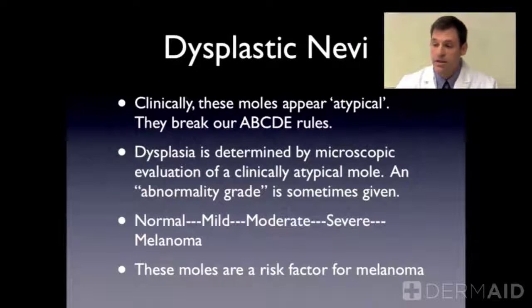Dysplastic nevi, again, clinically, to the naked eye, appear unusual. They break the rules of the ABCDEs of melanoma. But dysplasia refers to the histologic appearance, and sometimes we give it a grade. What that means is the dermatopathologist, the physician that looks at moles under the microscope, will give a degree of dysplasia grade for these moles. And these moles are a risk factor for melanoma.